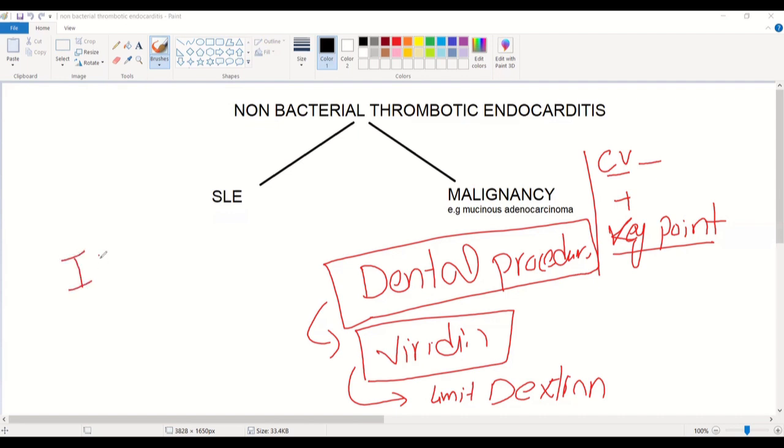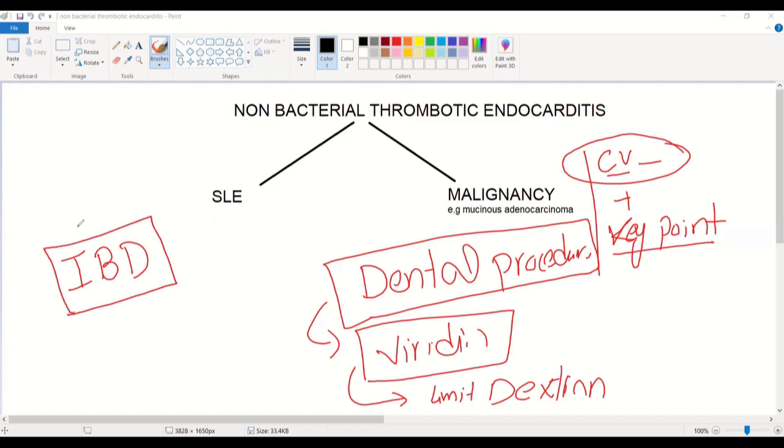Sometimes they give you a history of IBD. The clinical vignette generally remains the same, but IBD history suggests which microorganism? Inflammatory bowel disease: Bovis, or colon cancer, right? You have to be aware of these key things.